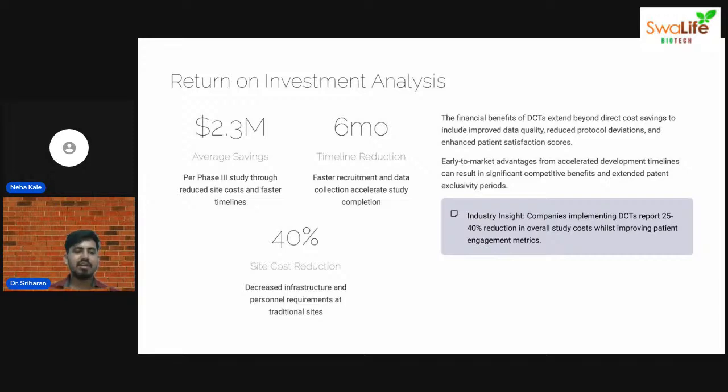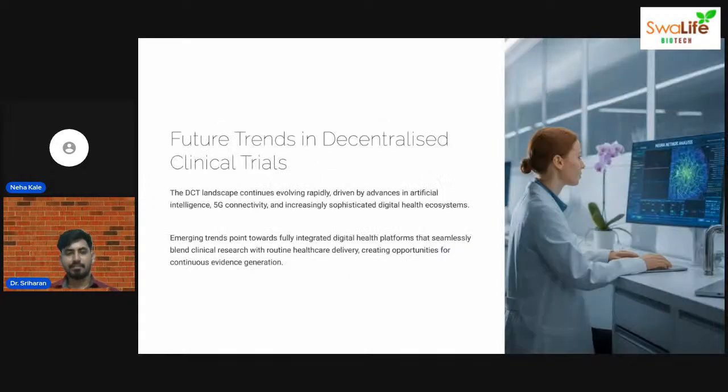I previously said if you do a traditional trial, the site cost is very high. Why? Because we have to pay the rent fees, the electricity, and the maintenance charge. Likewise, while we implement this, the return on investment is also very high, and it is a benefit to the companies.